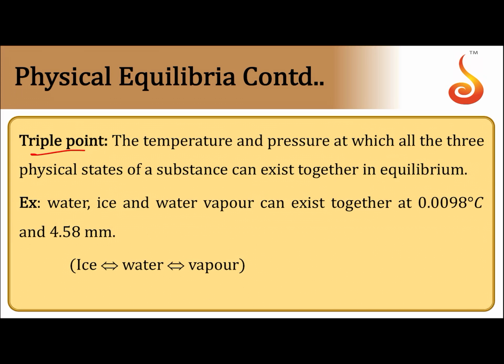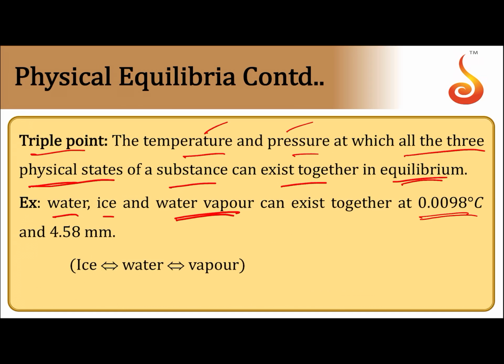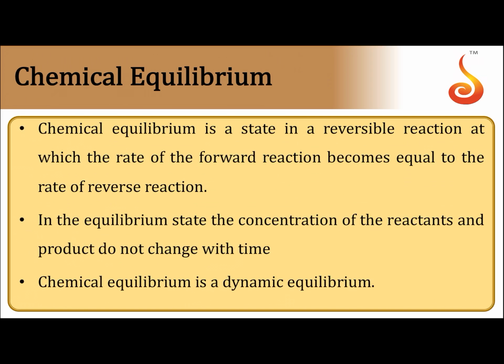Then comes the meaning of triple point. The temperature and pressure at which all three physical states of a substance can exist together in equilibrium is said to be a triple point. When you take water, ice and water vapor, all three exist at 0.0098 degrees Celsius and 4.58 atmosphere pressure. So this temperature and pressure itself is called the triple point.